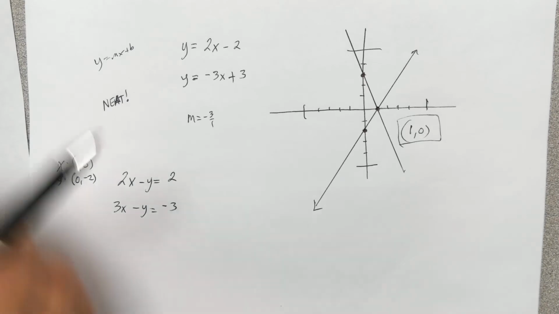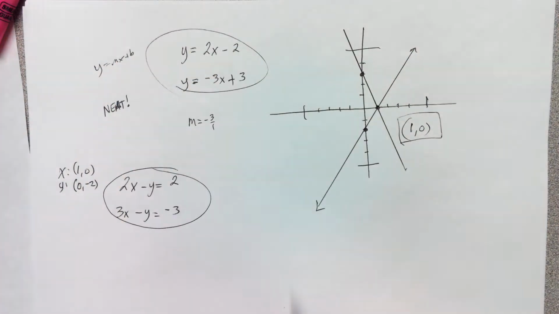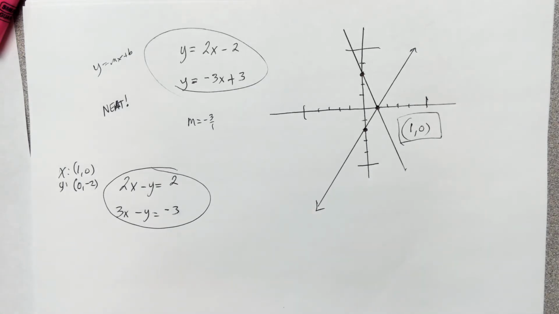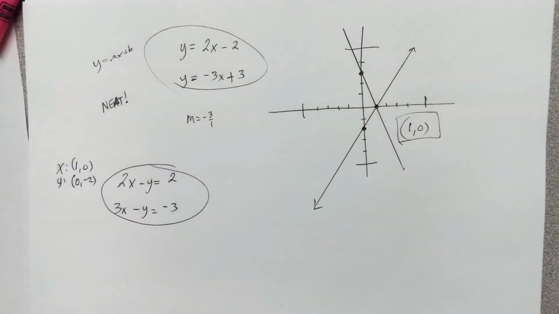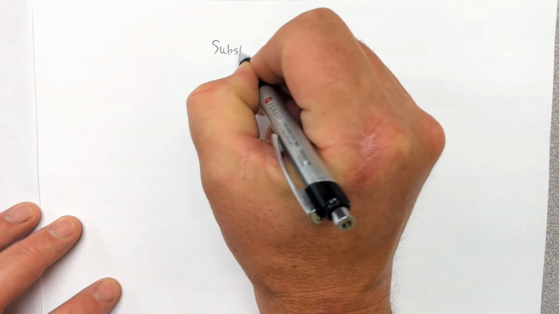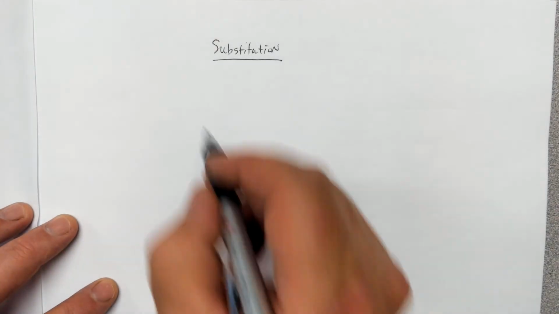So check this out though. These are the same. There's two other ways to do this: substitution and elimination. And we're going to do substitution and elimination with the same problems to show you they get the same answer. So let's do substitution first.